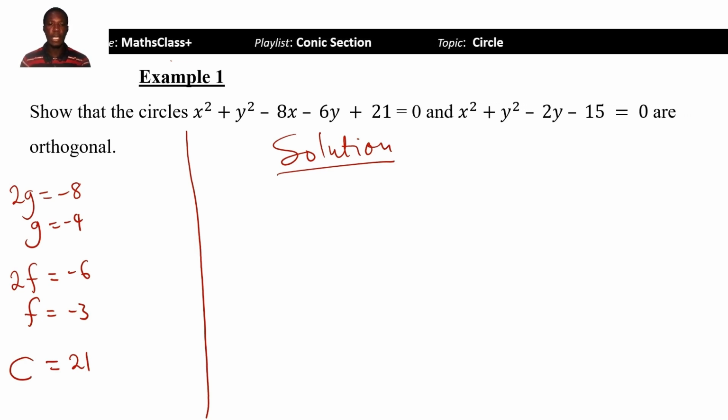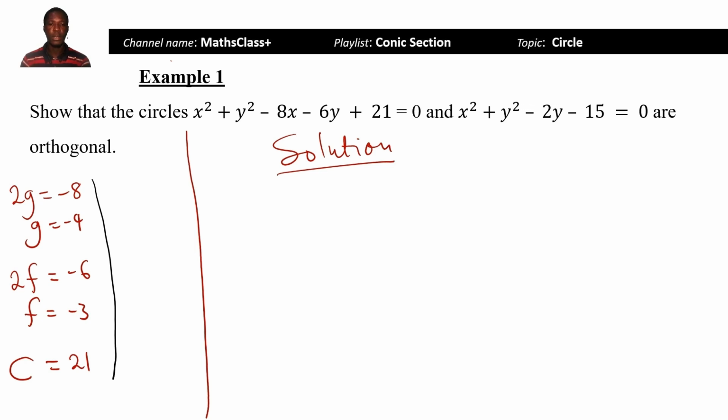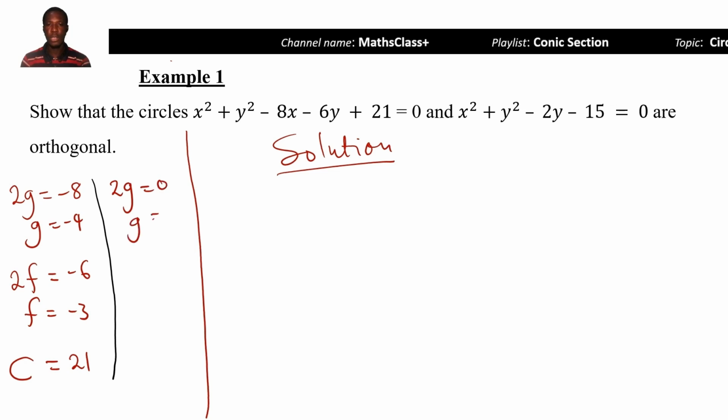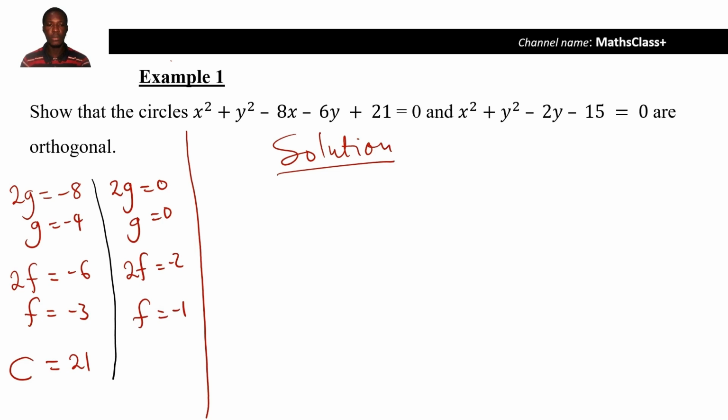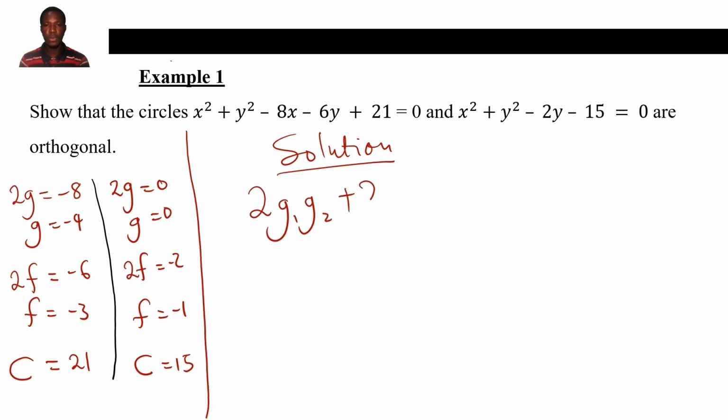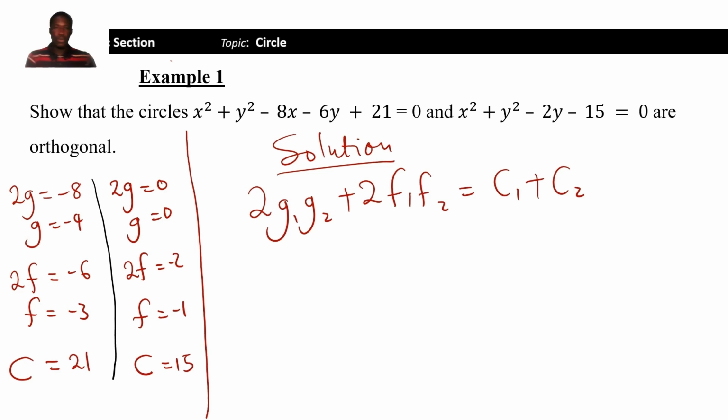Then I take the second circle. 2j is equal to 0, so j is equal to 0. And then 2f is equal to minus 2, so f is equal to minus 1. And then c is equal to minus 15. So using the condition 2 times J1, J2 plus 2 times F1, F2 equal to C1 plus C2, I'm going to show that the two circles are orthogonal.